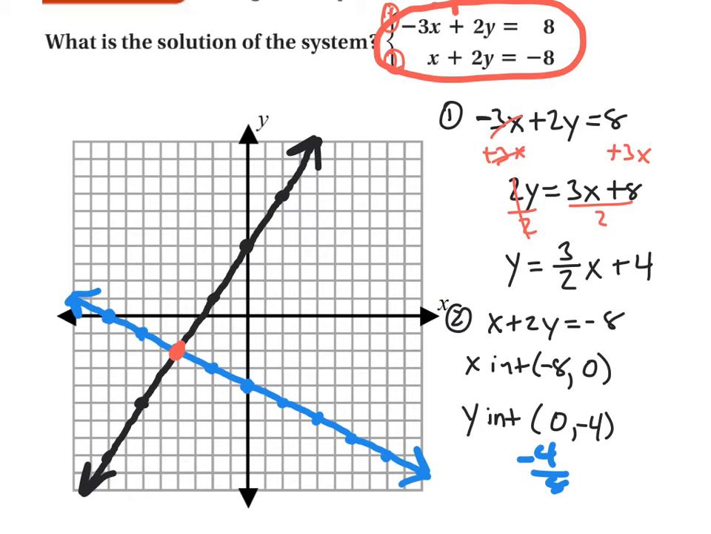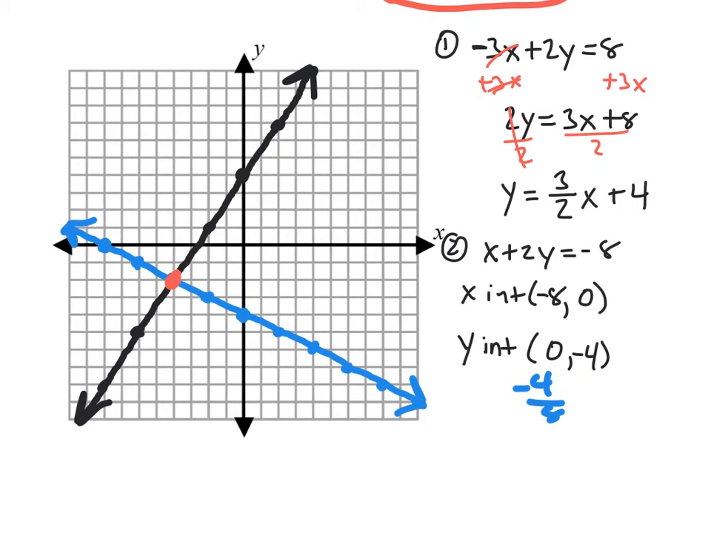Okay? And so the answer to this problem, the solution, are the coordinates -4, -2. So -4, -2 would be the final answer. That is the final answer. That is the solution to that system. Yes.